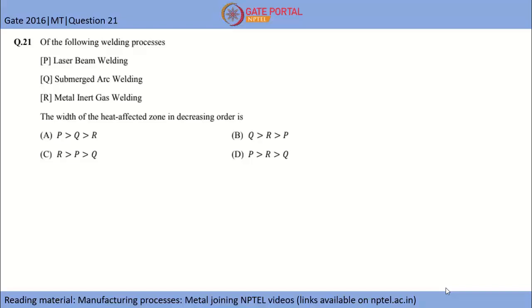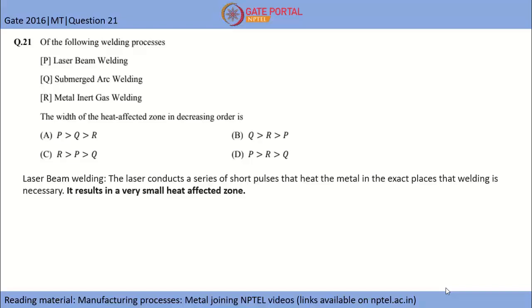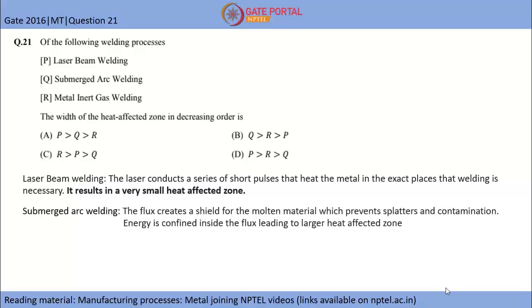So first we will talk about laser beam welding. In laser beam welding, the laser conducts a series of short pulses that hit the material in exact places that we have to join. Basically, it is too localized to cause any heat affected zone. All the energy of the beam will be falling on the place where it needs to be joined, and the heat will be extracted faster as it is very localized, so it results in a very small heat affected zone. So we should expect among all these processes that the least heat affected zone will be in case of laser beam welding. Second one is the submerged arc welding.